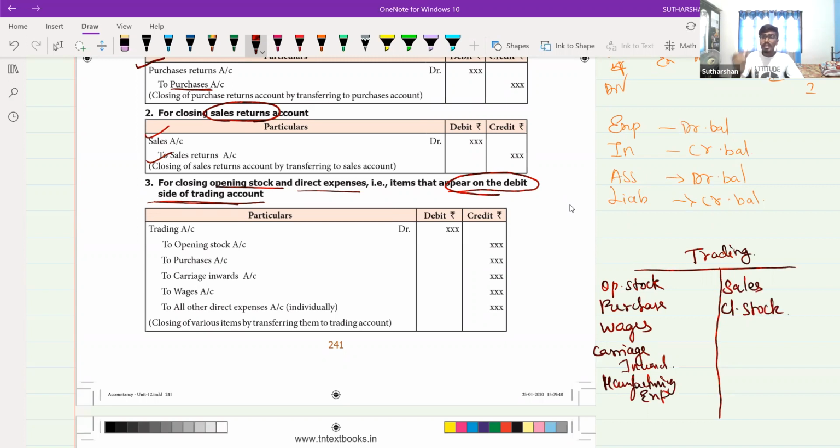Suppose I need to write a journal entry, what do I need to do? First I will write closing entries. Trading account debit to opening stock, to purchases, to wages, to carriage inward, to manufacturing expenses. Our credit side items can be from there downwards. Sales account debit, closing stock account debit to trading account.